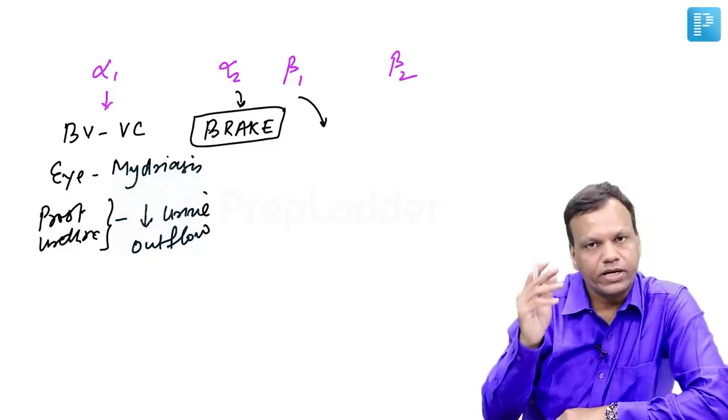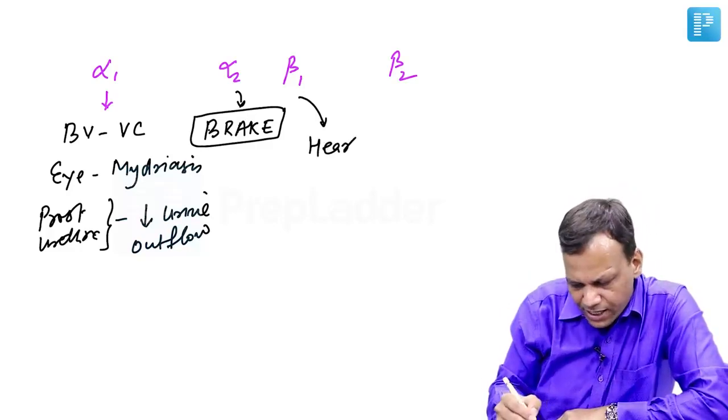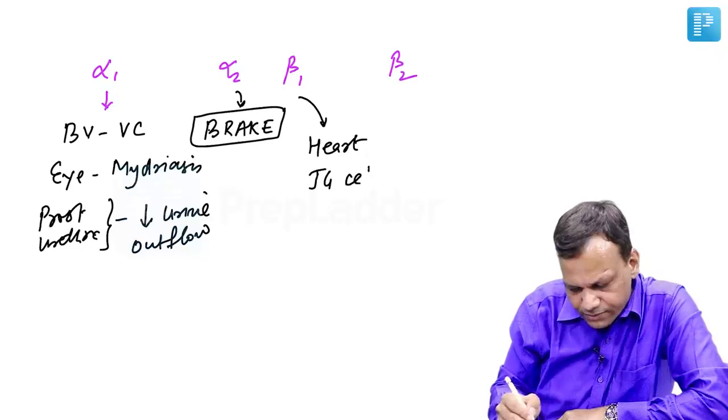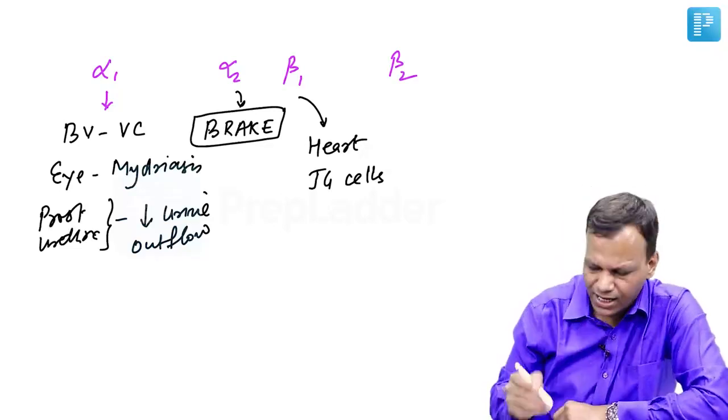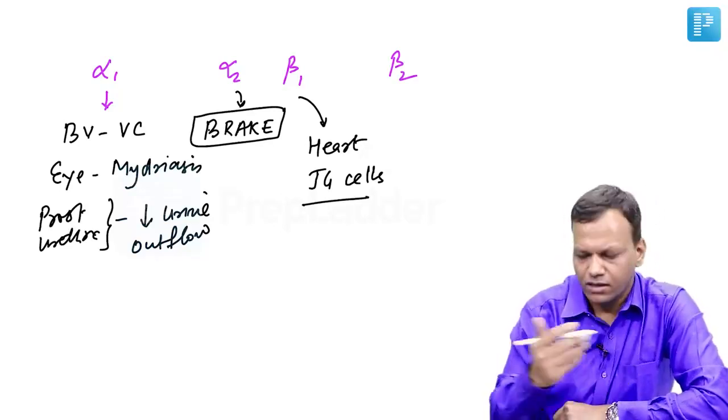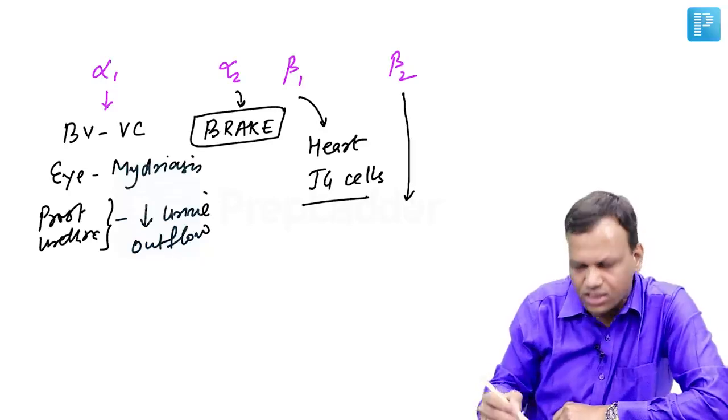Beta 1 you need to remember only at two places. One is in the heart and second is in the JG cells of the kidney. In the heart, it stimulates the heart. In JG cells, it releases renin. Whereas beta 2 is present at most other locations.